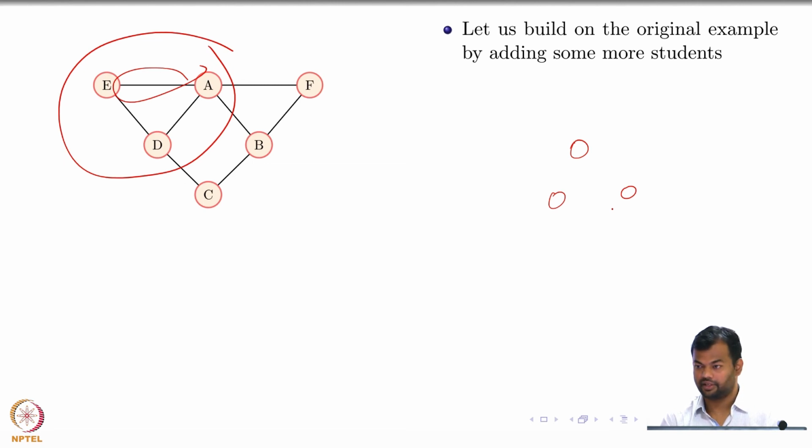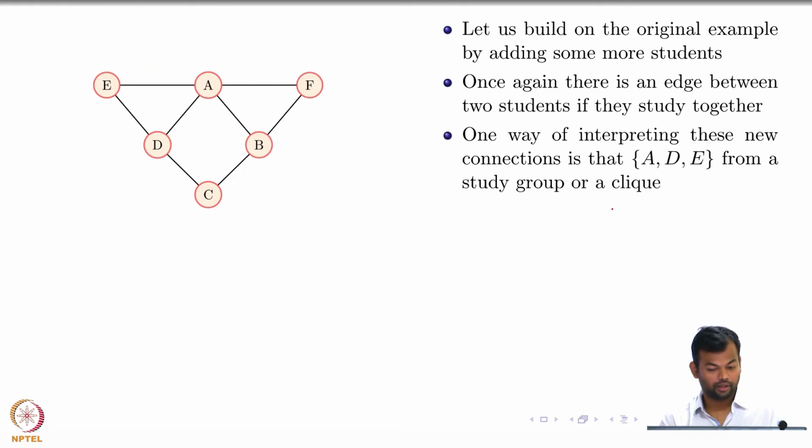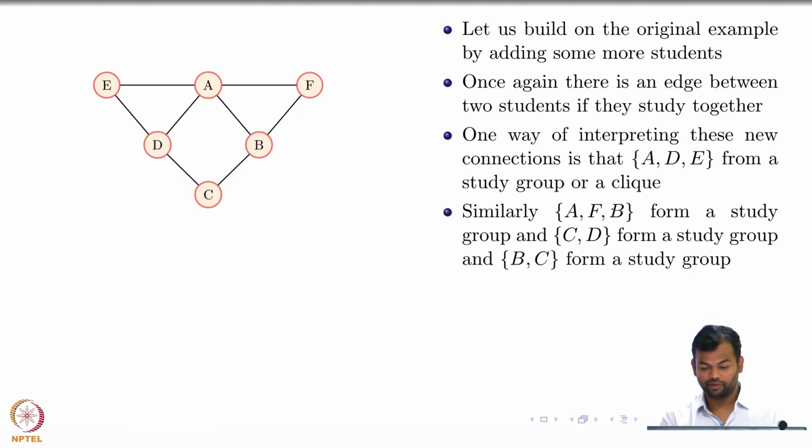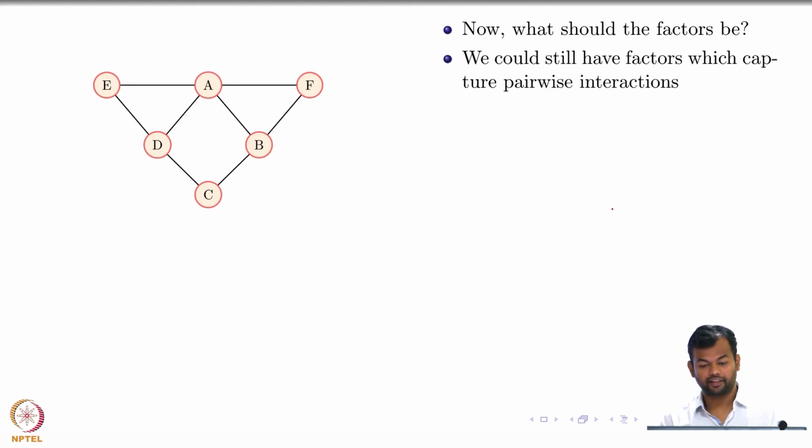Reduce the number of parameters, right? So now you'll have factors associated with the cliques instead of factors associated with the edges, right? So now can you tell me, again this is just a definition of the whole network, which I just explained, that these guys form a study group and so on. Now what should the factors be?